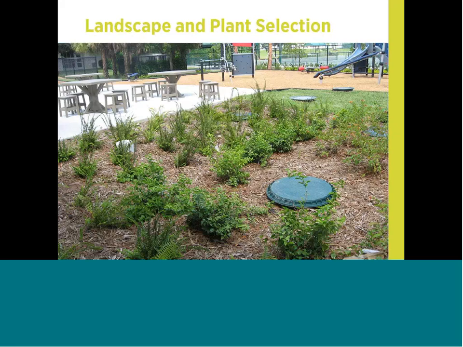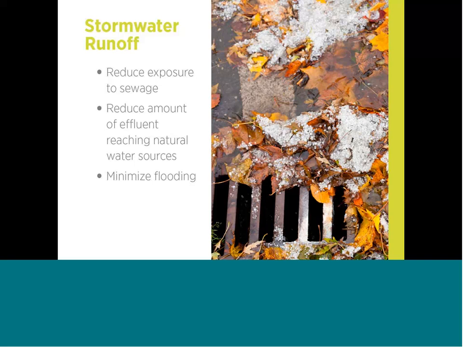Proper landscape design and plant selection can be outlined to reduce the need for permanent irrigation systems. If site irrigation is needed, consider capturing rainwater and storing it in cisterns for makeup water use. Effective stormwater management strategies will reduce runoff from your site and thus reduce the amount of pollutants contaminating natural water sources. In addition, capturing or diverting stormwater can minimize flooding.